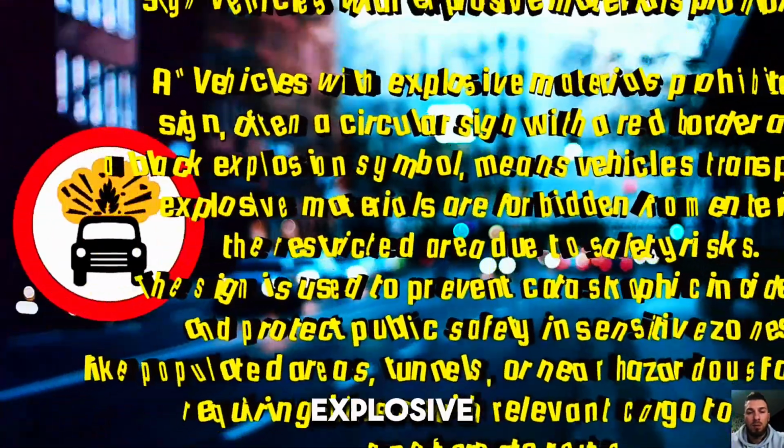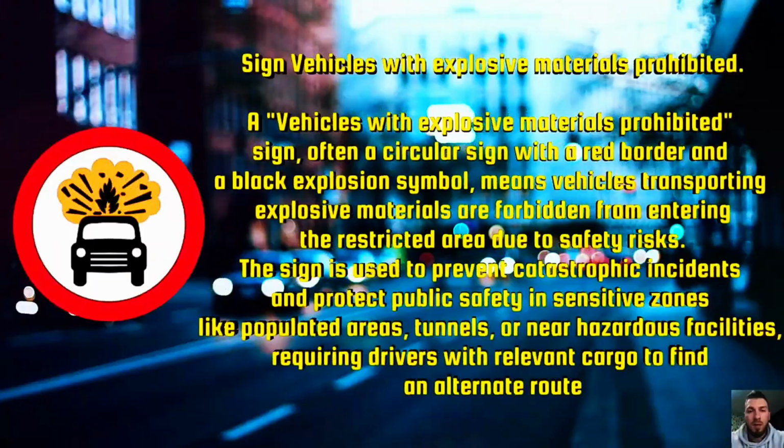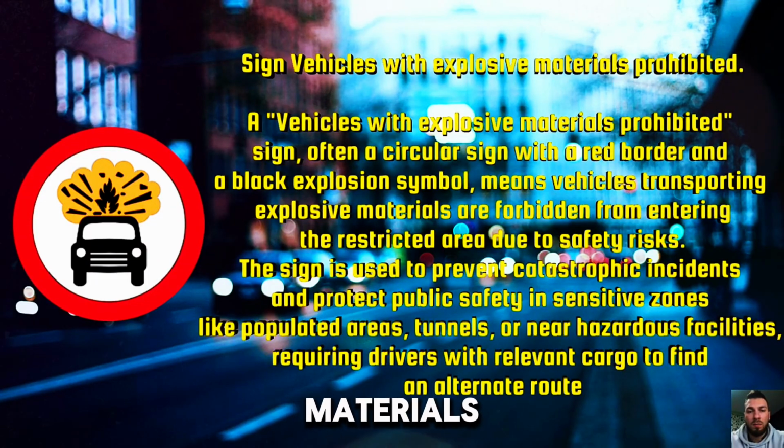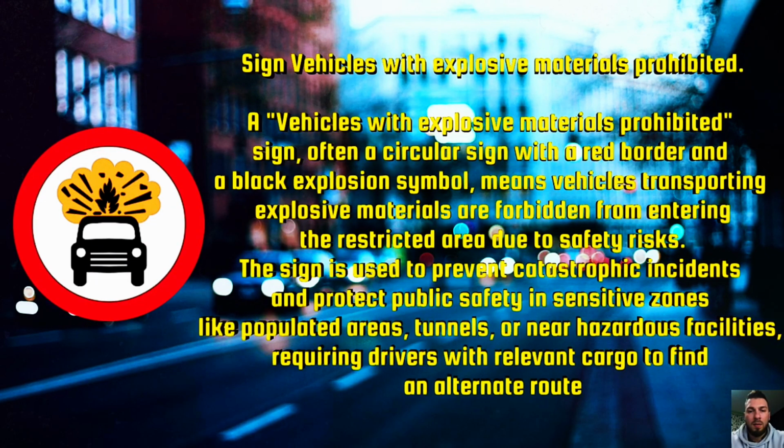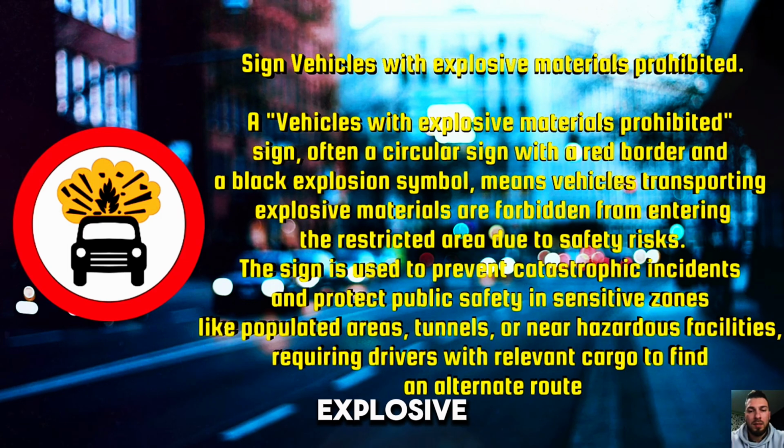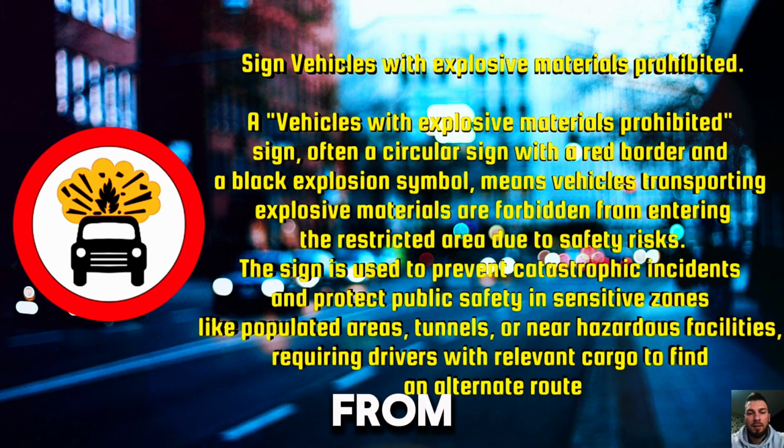Sign vehicles with explosive materials prohibited. A vehicles with explosive materials prohibited sign, often a circular sign with a red border and a black explosion symbol, means vehicles transporting explosive materials are forbidden from entering the restricted area due to safety risks.